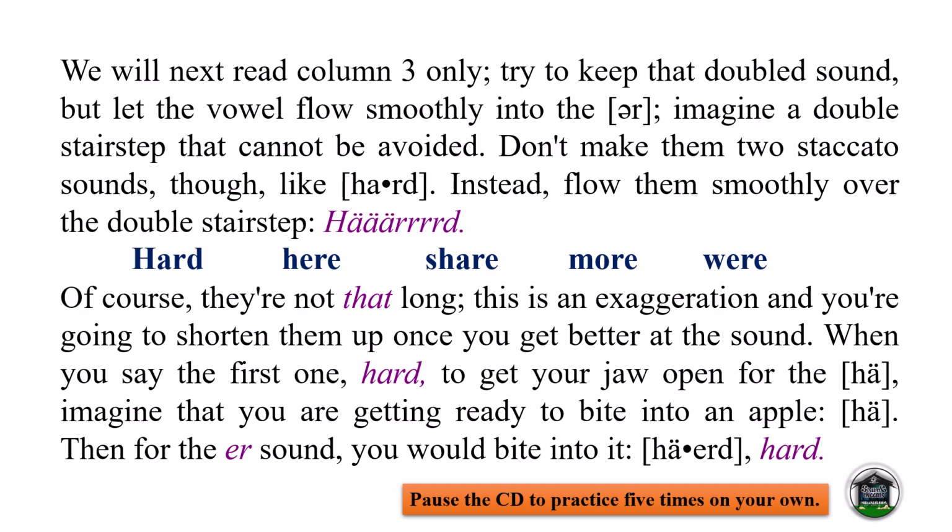Try to keep that doubled sound, but let the vowels flow smoothly into the R. Imagine a double stair step that cannot be avoided. Don't make them too staccato sounds, though, like ha-erd. Instead, follow them smoothly over the double stair step. Hard. Ready? Hard. Here. Share. More. Were. Of course, they're not that long. This is an exaggeration, and you're going to shorten them up once you get better at that sound.